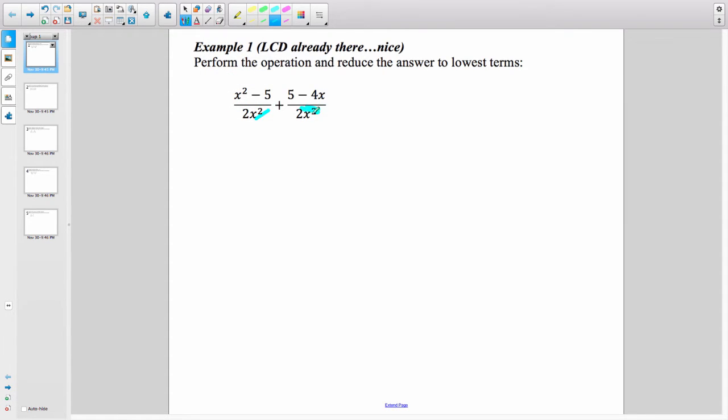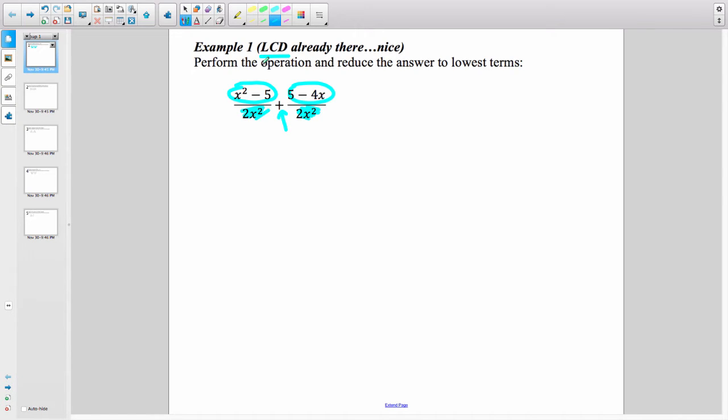And if you can make them the same, or if they already are, then what you do is combine the tops with whatever operation you have. In this case, it's addition. And you combine those two on top of a single unified denominator, what we like to call the lowest common denominator, or LCD. Okay, so we're going to work through some of these examples.